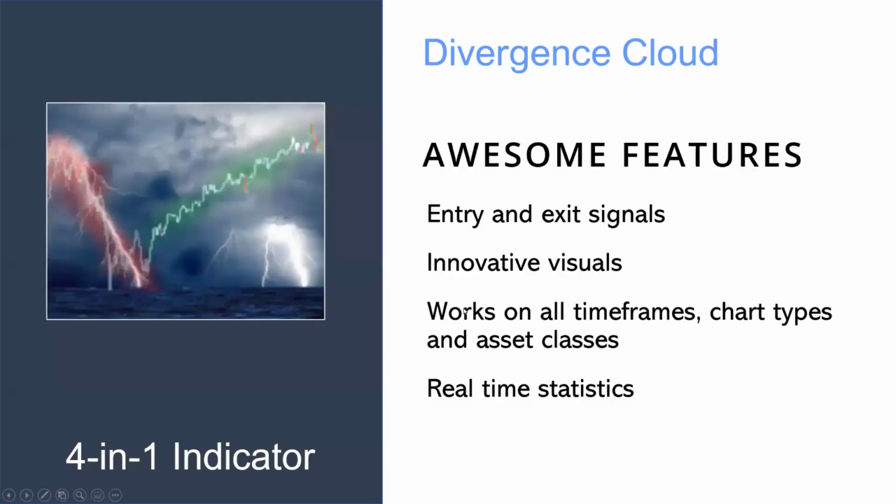Now, Divergence Cloud, just like 1, 2, 3 strike, gives you entry and exit signals. It gives you a glowing cloud around the price bars, which shows you whether you have a bearish or bullish divergence situation. It works basically on all time frames, chart types, OHLC charts, Renko charts, tick charts, on all asset classes. And of course, it is equipped with our IET real-time statistics.